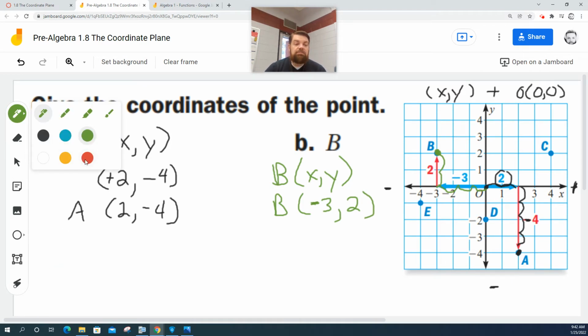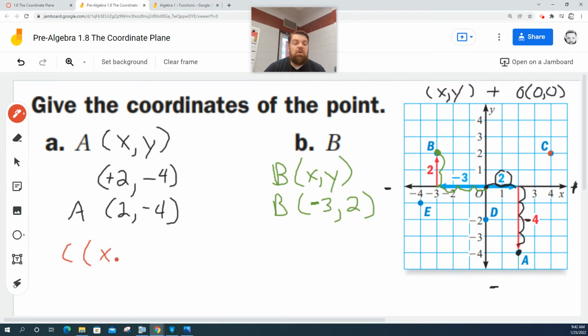Let's try another one. The next one is C. Now, to figure out C, I need to know the x comma y. So to get to C, I start from the origin, and I go 1, 2, 3, 4. Is that the positive or negative direction? Is that the positive or negative direction?